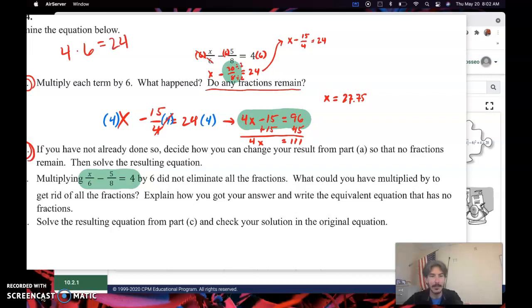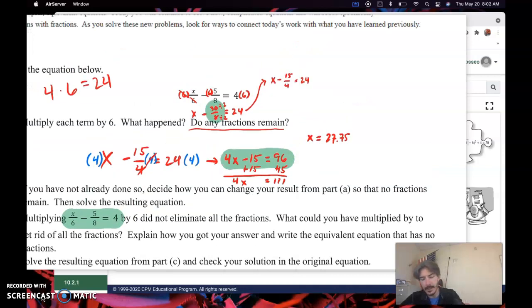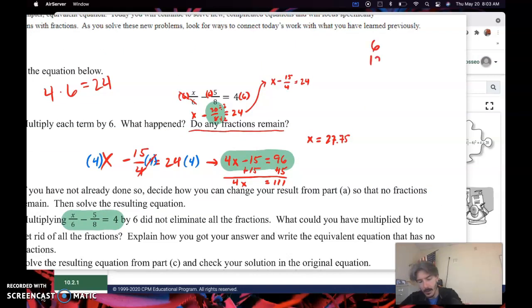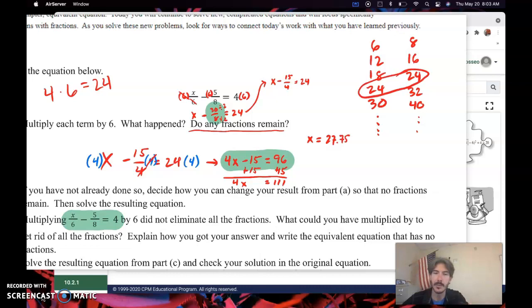Now, why is that significant? That's significant because it is the least common multiple of 6 and 8. If you were to list out 6, 12, 18, 24, 30, all the multiples of 6, and do the same thing for 8: 8, 16, 24, 32, 40, notice that they have 24 as a least common multiple.